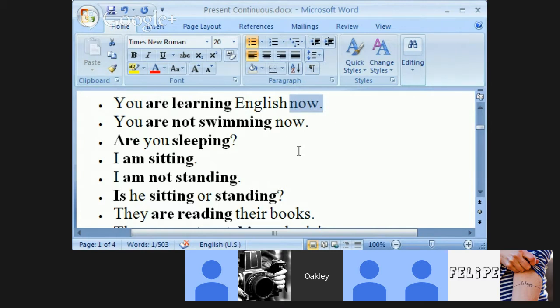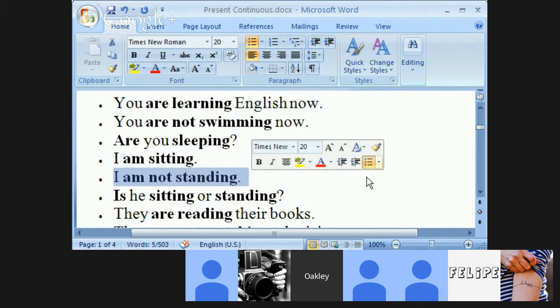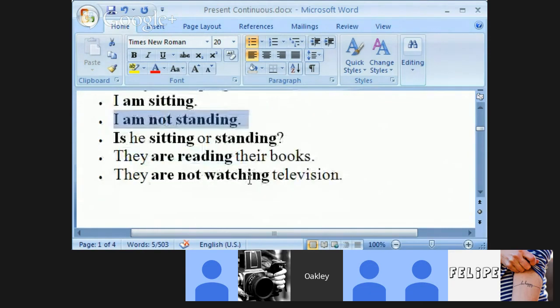Notice sometimes the time word now is included in the sentence. You might include other such time words or phrases like at the moment, right now, maybe some others. I am sitting. Sometimes we don't need to put now. It is implied. If I say I am sitting, then I obviously am talking about right this second. I am not standing. This is very true. I am not at this very second.